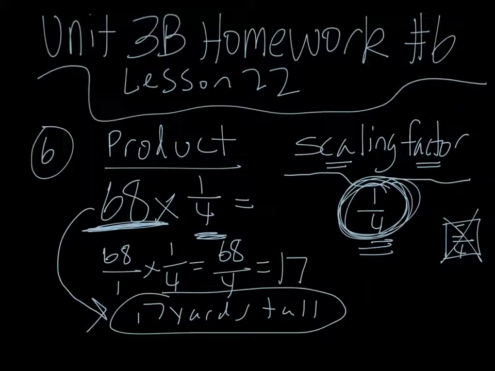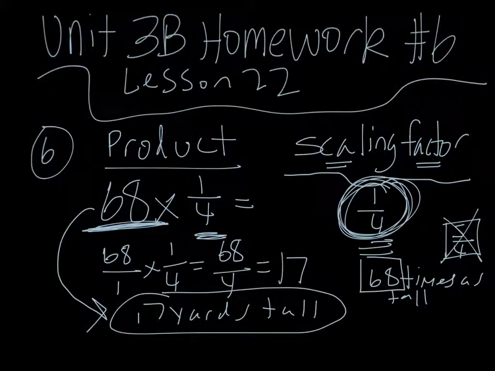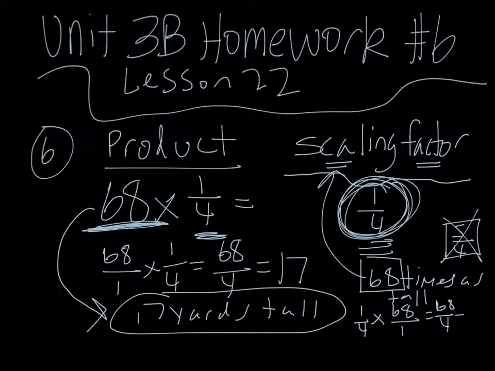As the problem reads, some students in the class saw that it said in the problem 68 times as tall. Some students in the class saw the 68 as the scaling factor, which would make sense because if your product is 1/4 and you're multiplying by 68, which is much greater than 1, your answer would be the same. It would still be 68 over 4, which is equal to 17.